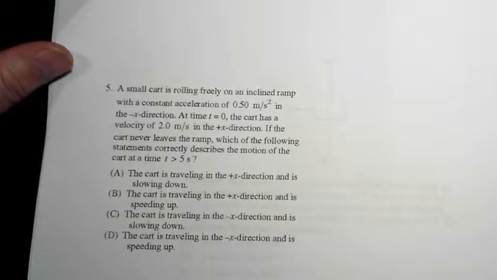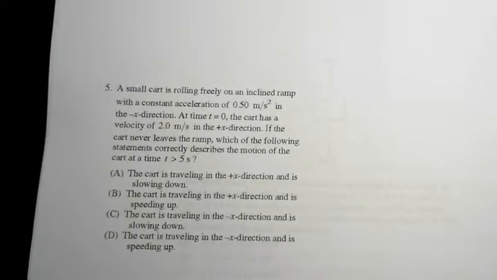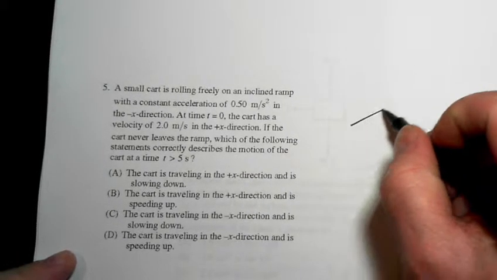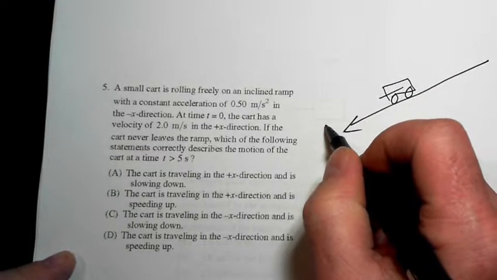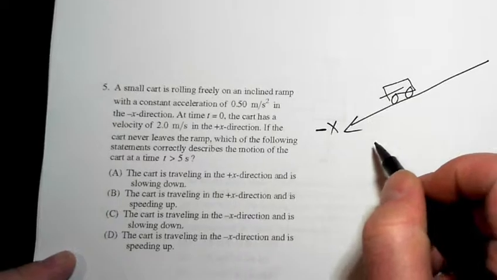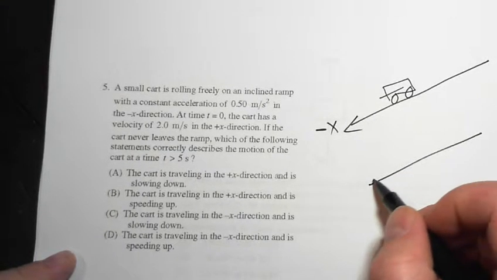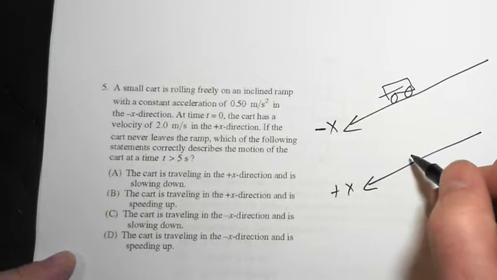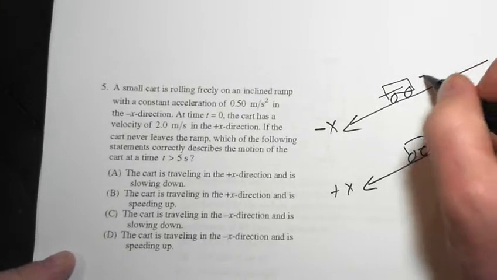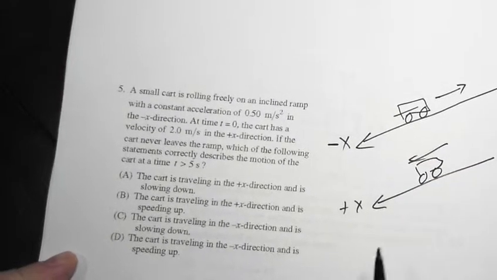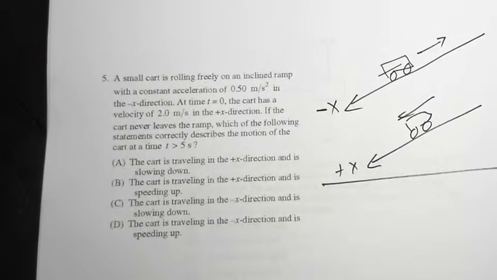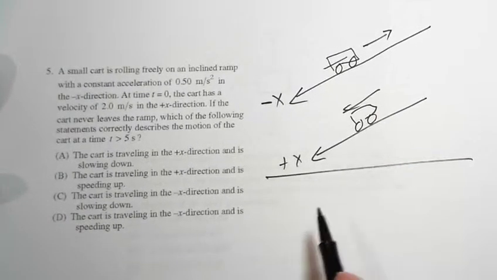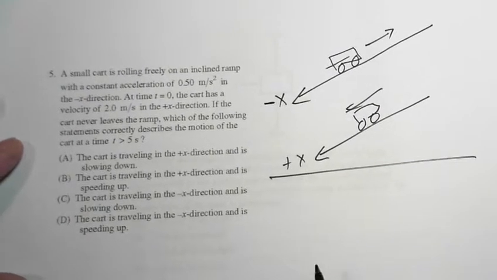Okay, number 5. When I first saw this question, I was looking, oh my gosh, it's hard to say. Is the cart going down negative x or is down positive x? And is the car going this way or is the car going that way? And then I realized the ramp has nothing to do with this problem. In fact, it makes things more confusing. So let's just focus on what you're given.